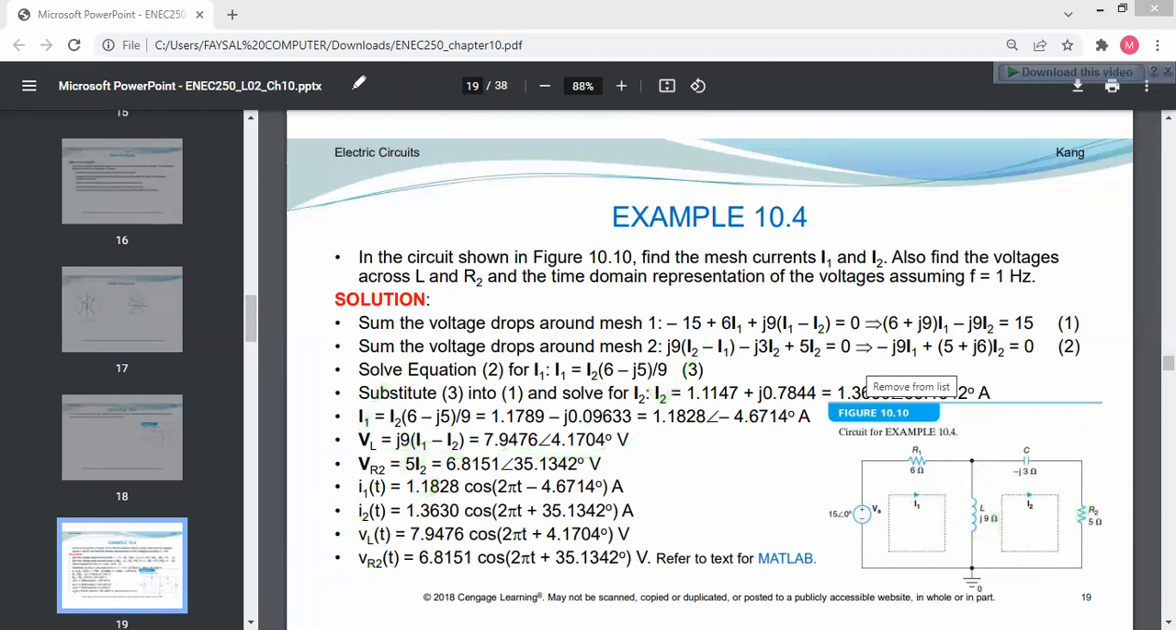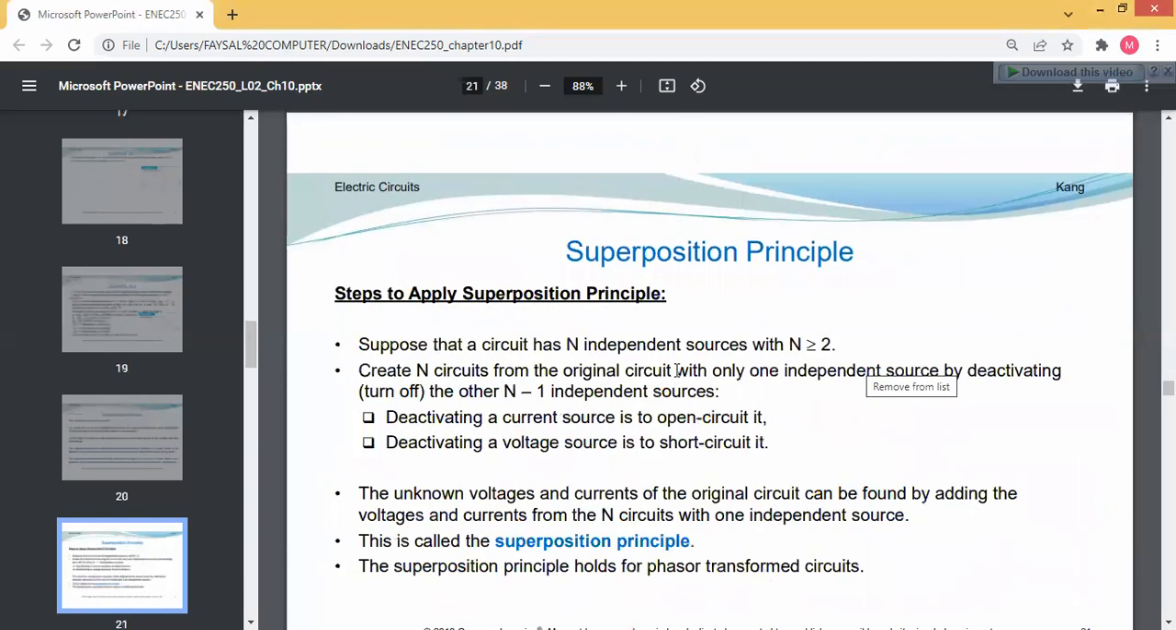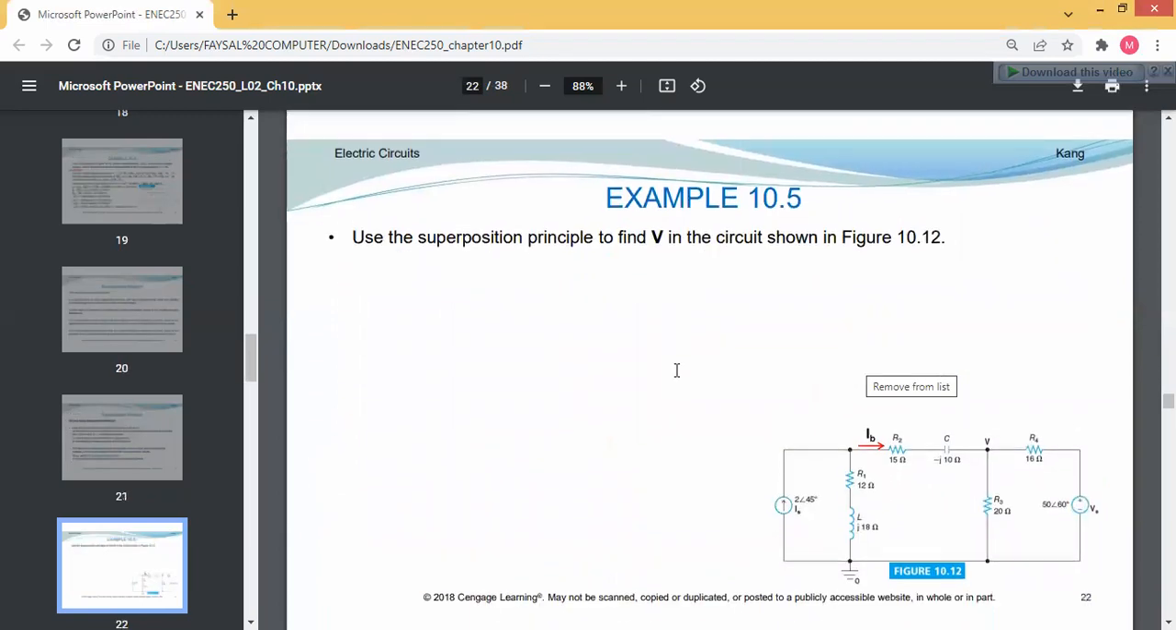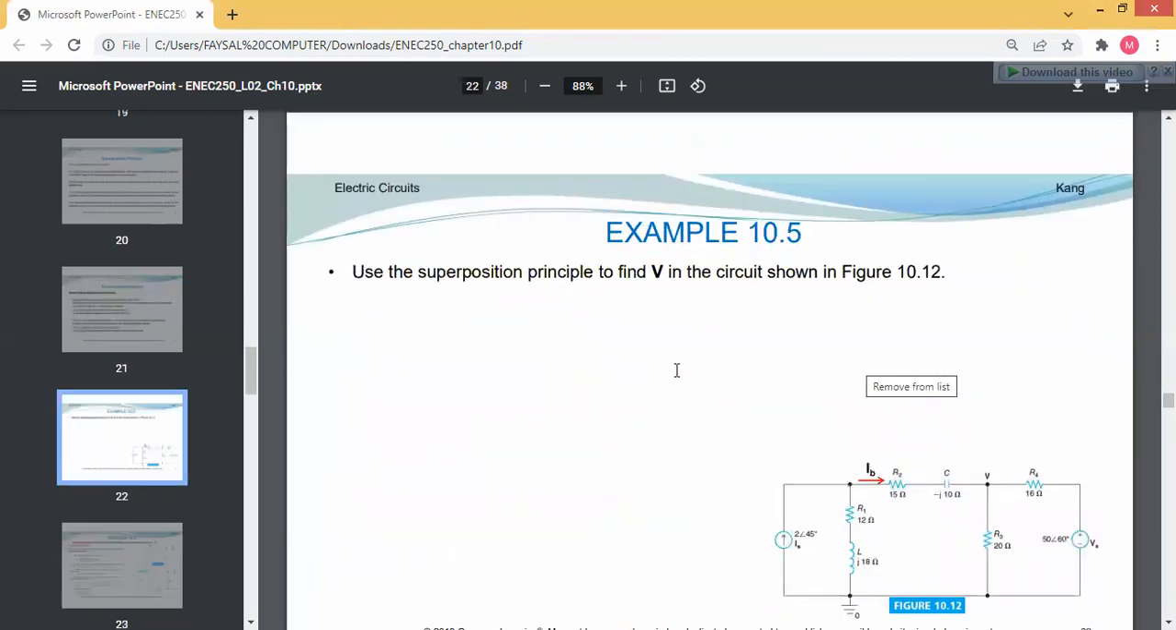Now moving towards the next thing, superposition principle. Okay, so this is the superposition principle.